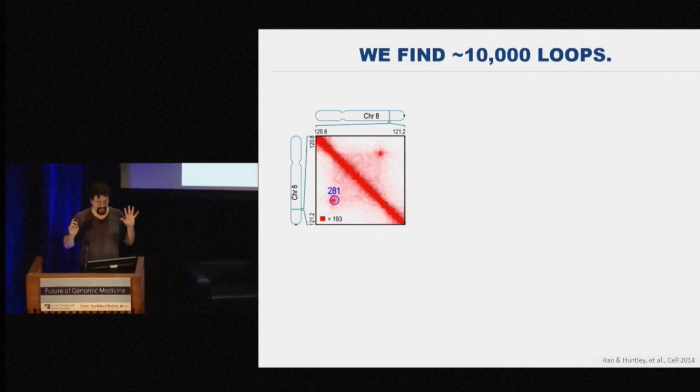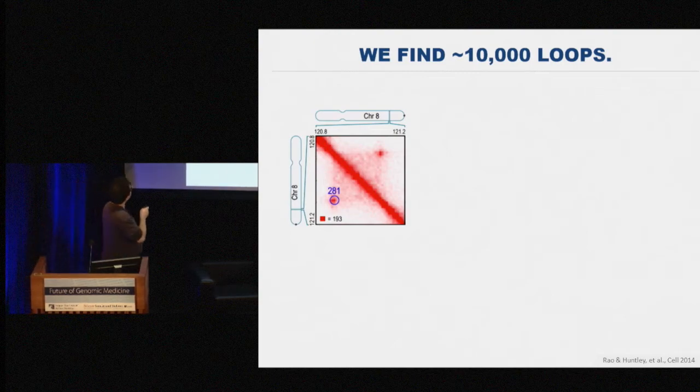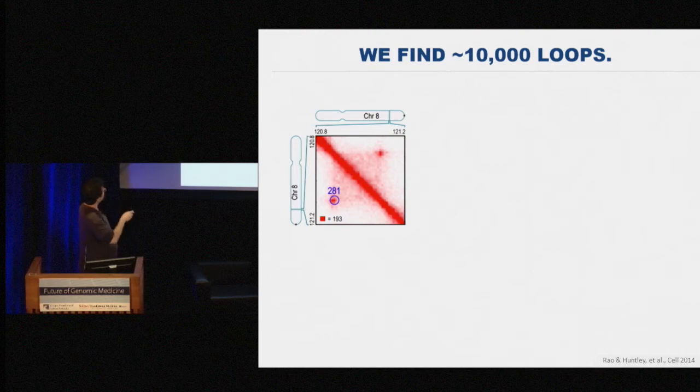I'm going to show you a lot of these maps, so I'm going to take the time to just explain exactly what we're looking at here. So this is a little portrait of 400,000 letters of the human genome. Each pixel represents the frequency of contact between 5,000 letters of the human genome and another 5,000 letters of the human genome. And you can see that it's elevated in some places and lower in other places.